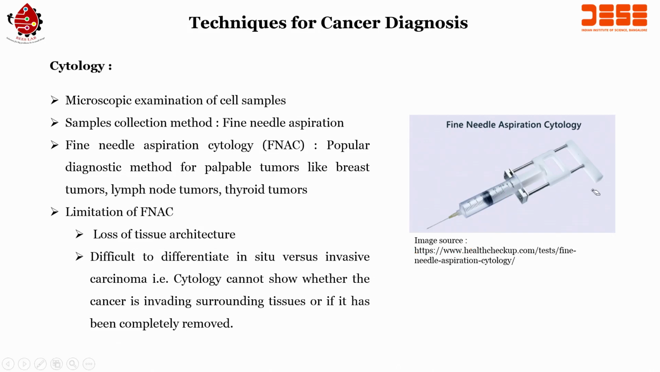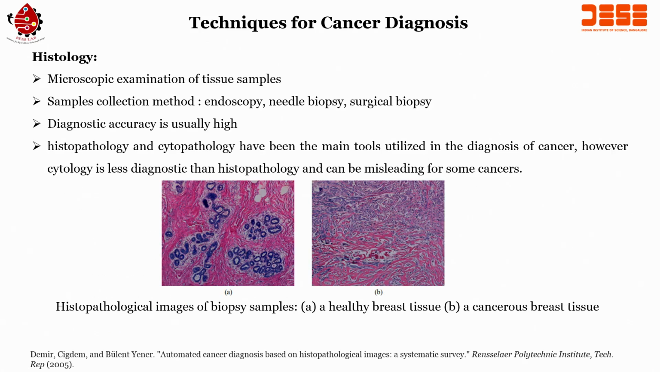Now, what are the limitations of fine needle aspiration cytology? The limitations are the loss of tissue architecture and difficulty differentiating in situ versus invasive carcinoma, that is, cytology cannot show whether the cancer is invading the surrounding tissues or if it has been completely removed. So, that is why we have to rely on histology techniques. Okay? These are the limitations.